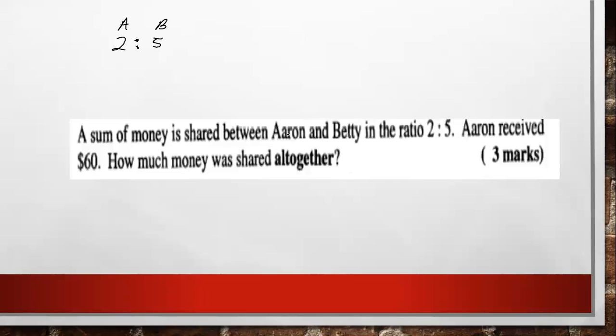Second number. Now remember, they say Aaron received what? $60. They never say they both received $60. They say Aaron. So where is Aaron? I go there and I do this. You see the difference now? So that means two parts will give me what? $60.